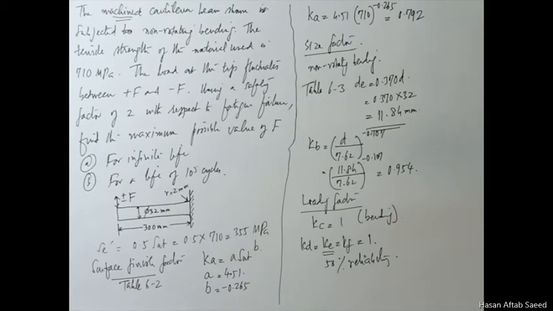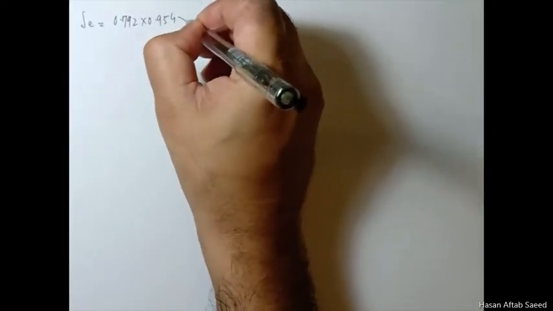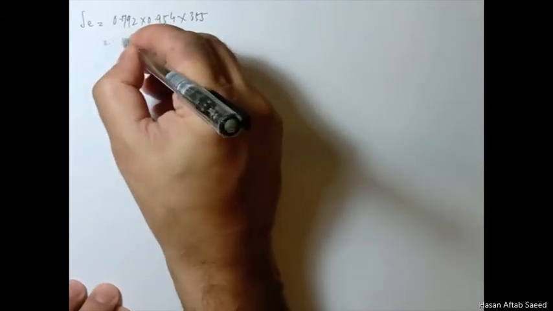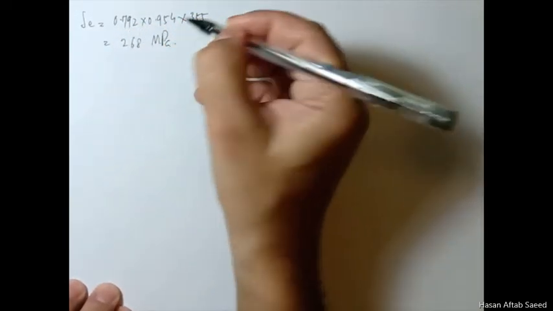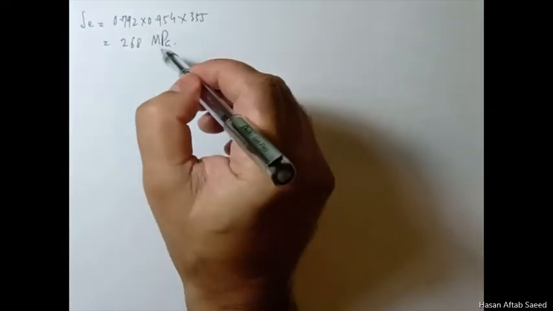Apply the Marin equation, which is, now we are in a position, Se is equal to 0.792, this is ka, and then kb 0.954, and Se prime is 355 MPa. So there is no difficulty here. And this Se then turns out to be 268 MPa. Now this is your situation where you have this Se, because all the other factors are 1.